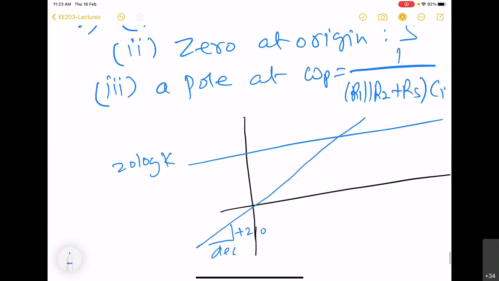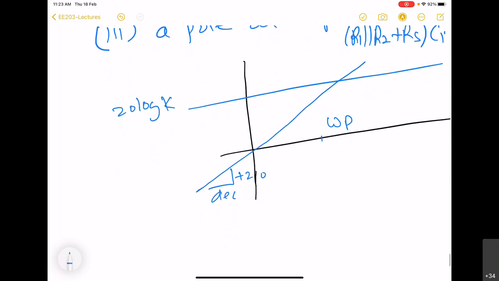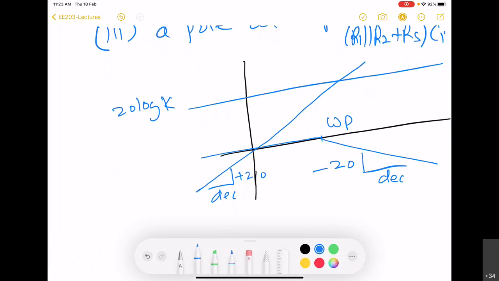And then we have a pole here. Let us say it is located here. So you will have the third curve like this, which will have a slope of minus 20 dB per decade. So these are the three curves, and overall response is going to be sum of this one.